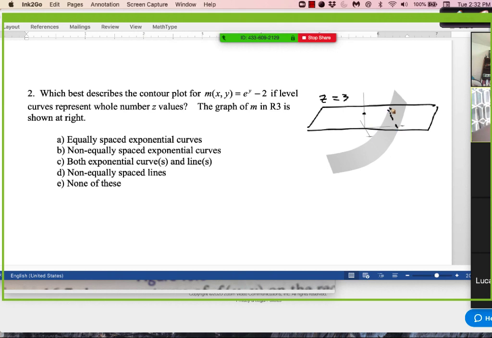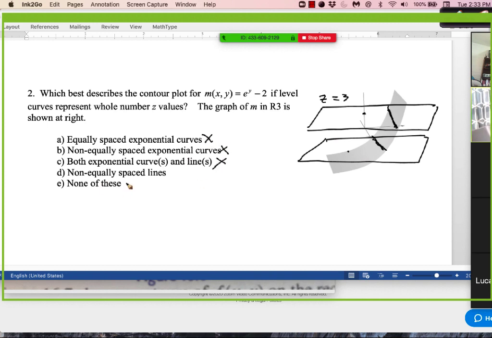When you cut a horizontal plane through the surface, your contour is going to be a line, and the same with every plane that you pick. So you're going to get lines when you cut horizontally through this thing. You won't get exponential curves. You could get exponential curves with vertical planes, but those wouldn't be level curves. Level curves are for constant z values. So we're not going to get exponential curves.